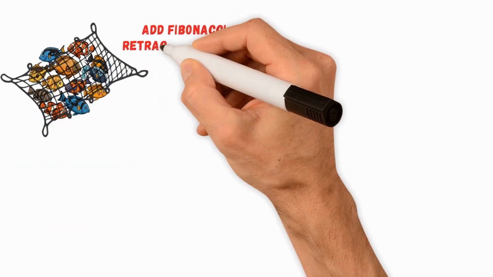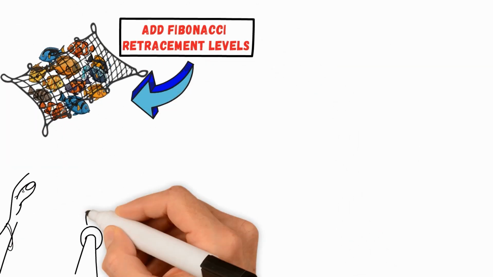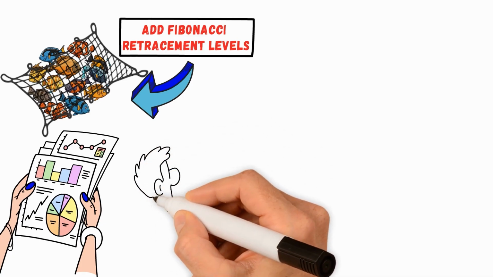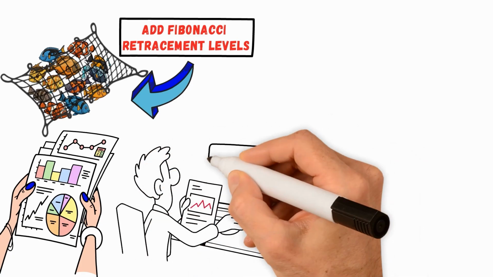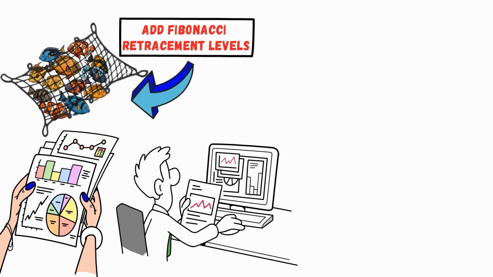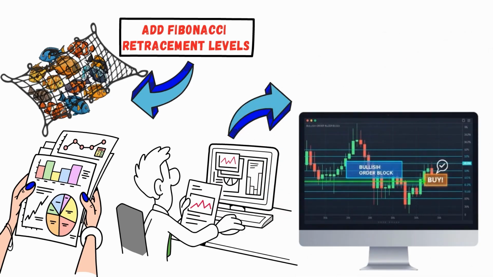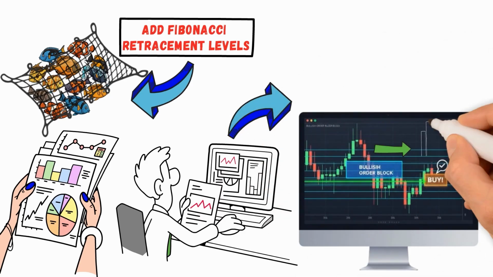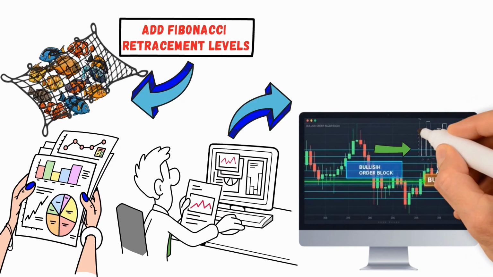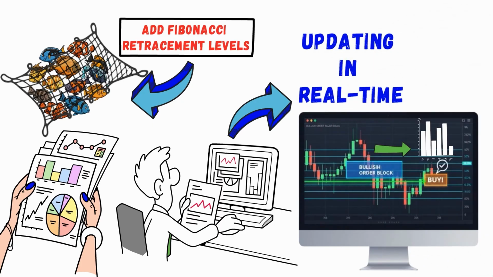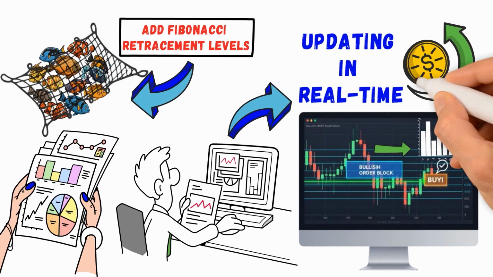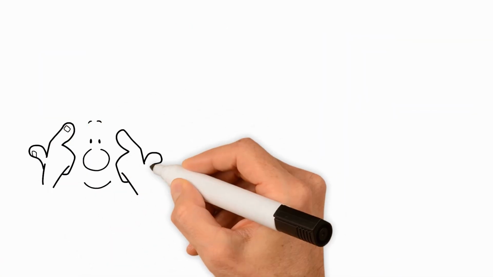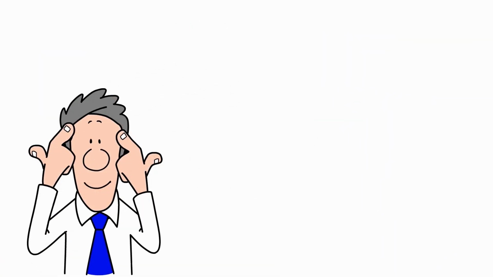Add Fibonacci retracement levels to the mix, and you've got a game changer. These levels help predict where prices might retrace before continuing their original trend. Here's how it works in practice. Let's say you spot a bullish order block. Once identified, the indicator draws Fibonacci levels for you, updating in real time until the price hits your chosen level. This strategy makes your trading clearer and more focused.